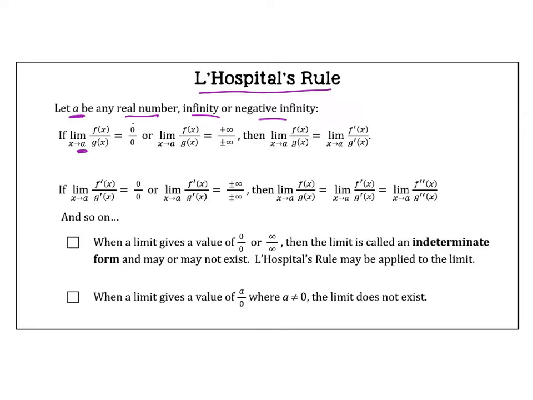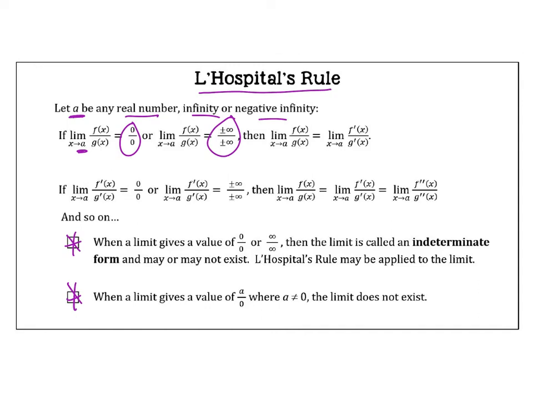So notice here we're looking at 0 over 0 or plus or minus infinity over plus or minus infinity. Those conditions must be met. And then we have an indeterminate form, and then we may do L'Hopital's rule. So very important for us to remember these concepts here.